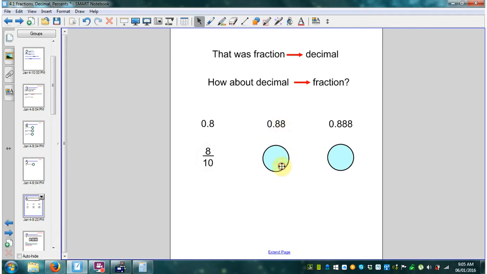0.88 could be represented as 88 over 100. And 0.888 could be represented as 888 over 1,000. So if you see why that is, that's great. Okay, there is a connection here to why I chose 10, 100, and 1,000 on the bottom. Do you see why we did that? Take a guess. And then we're going to move on and see if your guess is right.